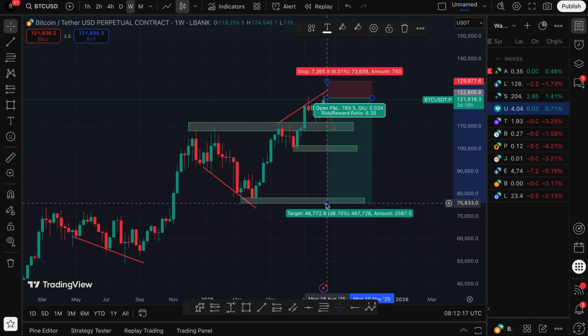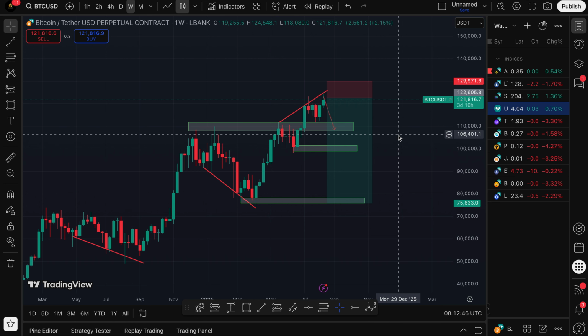Then if you have faith that we are going to 75, and you're ready to swing this trade to 75k, then we are having 5 times 38.15, which equals 190. So 190 divided by 30, the stop loss, is a 1:6 risk to reward ratio with a 5x leverage from around the current market price.